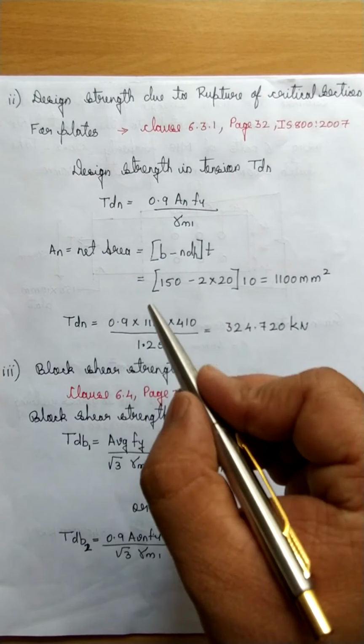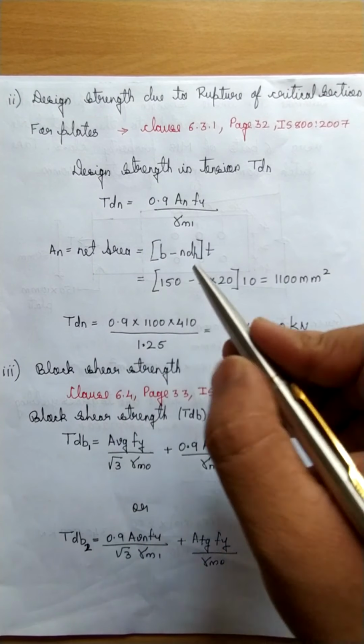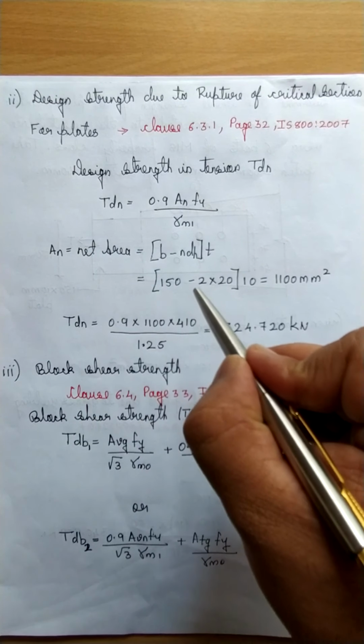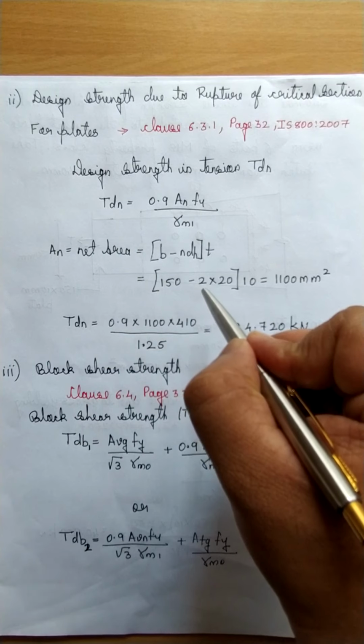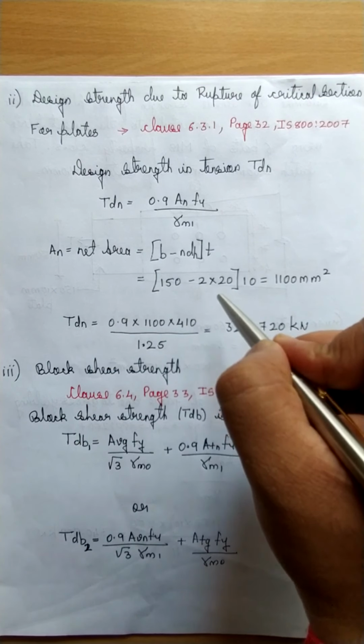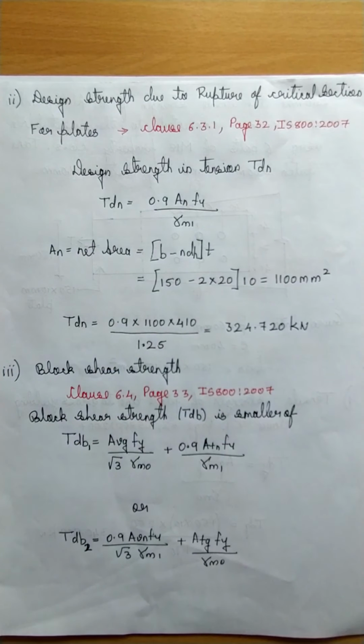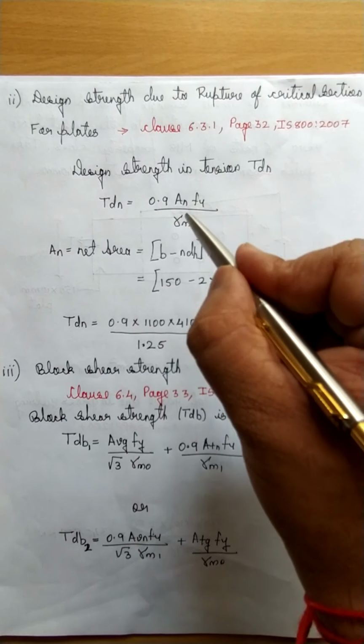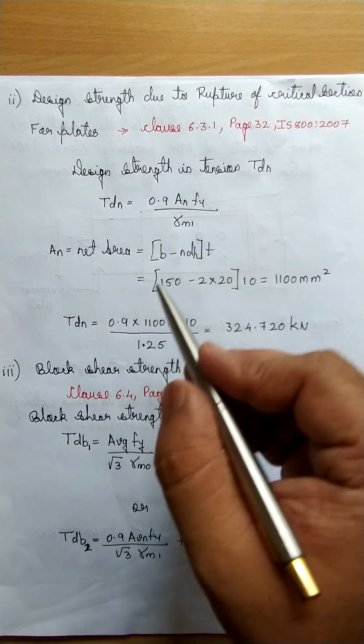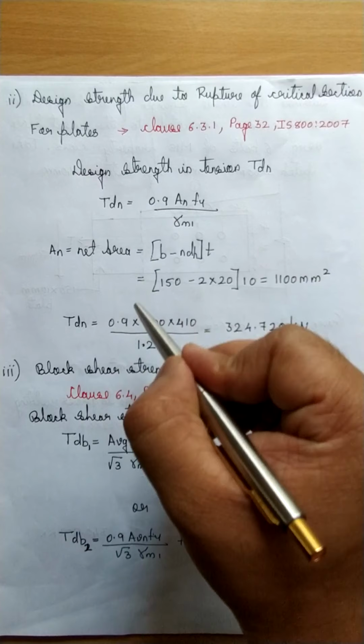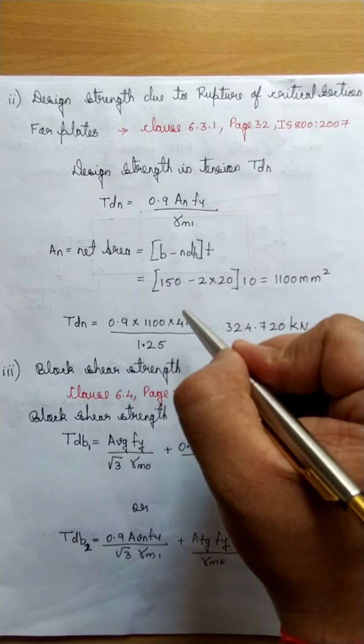So An is equal to net area, (B minus N dH) into T. So for this section it is 150 minus number of bolts in the critical section 2 into the diameter of the bolt hole 20, into 10, we got 1100 mm square. So after getting this An, let us substitute in this and get the answer. So Tdn is equal to 0.9 into 1100 into 410.